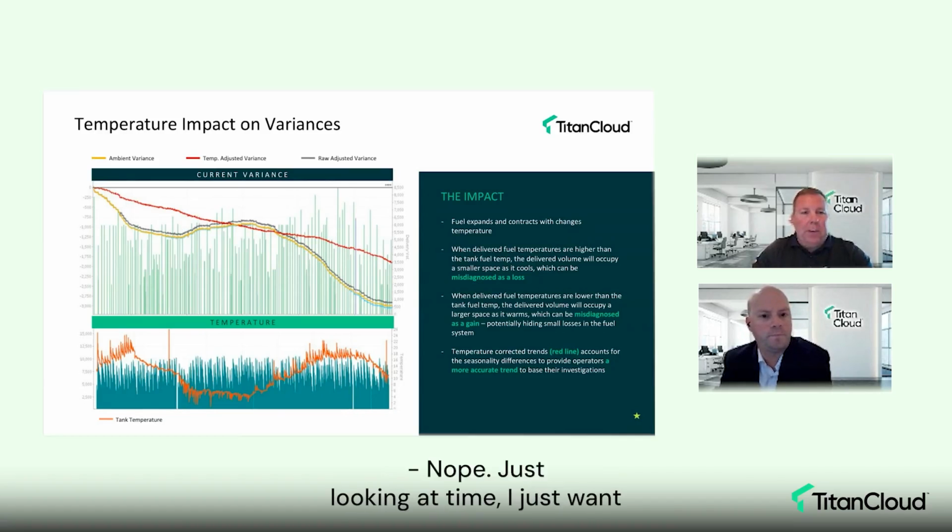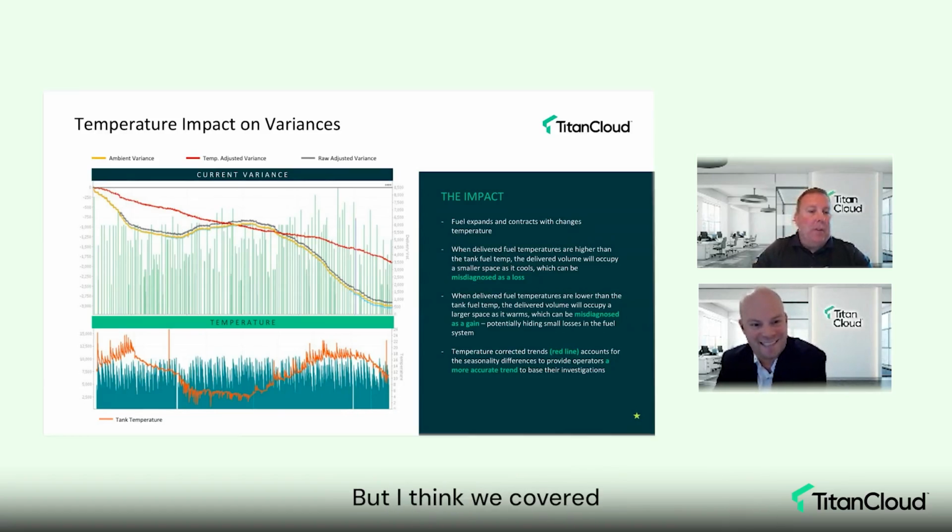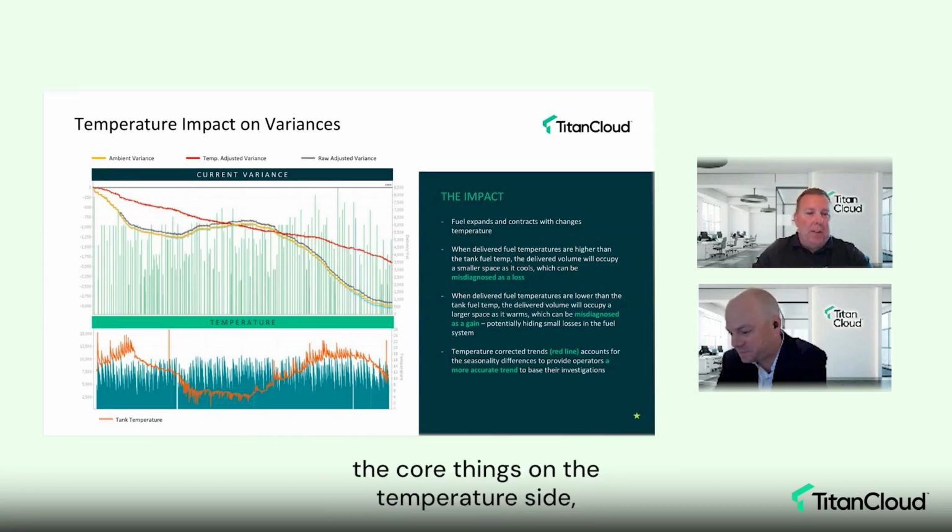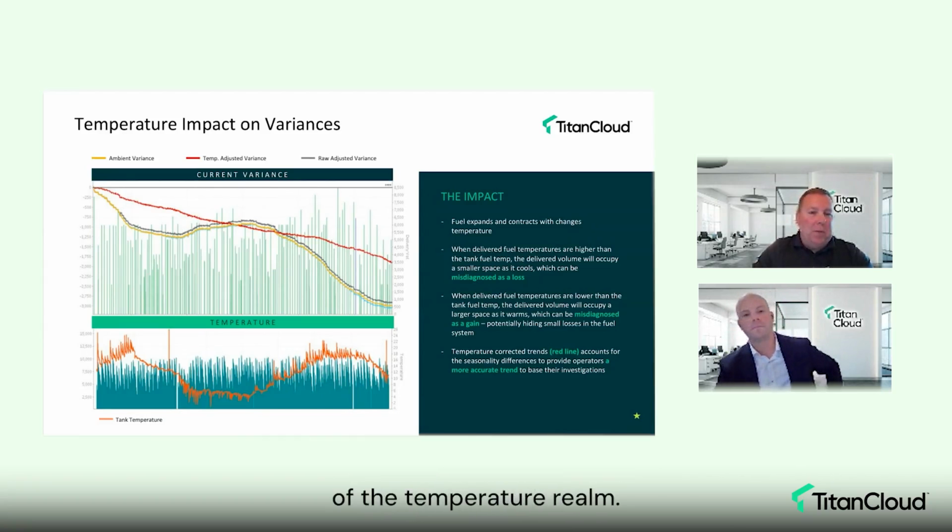No, just looking at time, I just want to make sure we're keeping in time for it. But I think we covered the core things on the temperature side, right? Is that technology can help spot what's a true temperature anomaly, and then what variance is outside of the temperature realm.